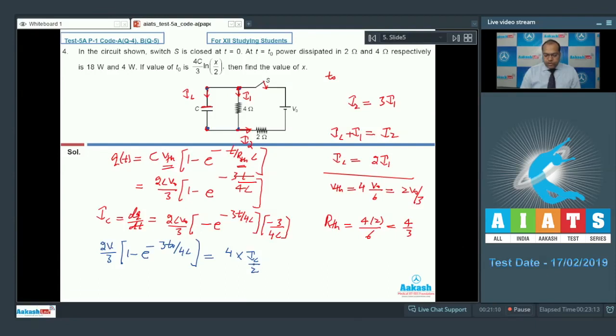If I substitute the value of IC here and solve, then the value of T0 comes out to be 4C by 3 ln 5 by 2. So if I compare, the value of X comes out to be 5. So the correct answer for question number 4 is 5. Let's move to question number 5.